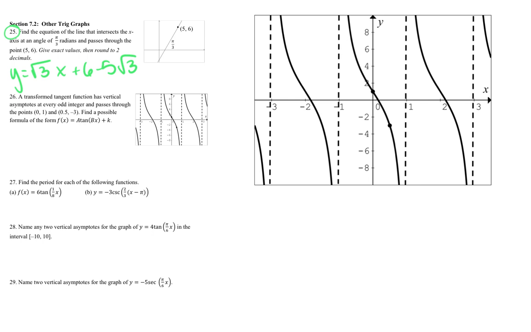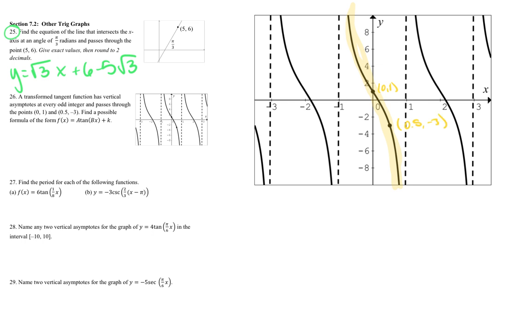Okay, so it's asking to find a formula of the form a tan bx plus k of this graph here. So we're really just looking at one of these tangent lines, right? And so let's label some things we know. Okay, we know that this is the point 0, 1. We know that this is the point 0.5, negative 3, right?